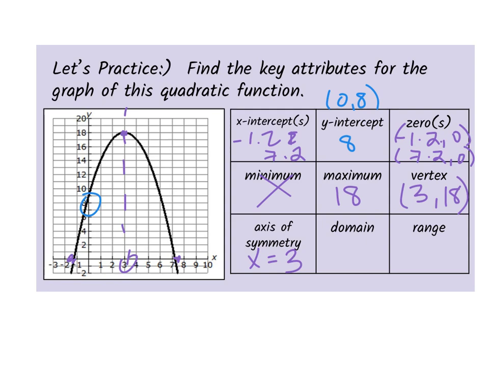Now, just for fun, let's do domain and range here. This quadratic function on a graph goes on forever, so my domain is all real numbers. And then my range is anything less than or equal to 18, since that's my vertex. This is a point on a line, so it's colored in, so it's less than or equal to. It can't be higher than that. That's why it's called the maximum.